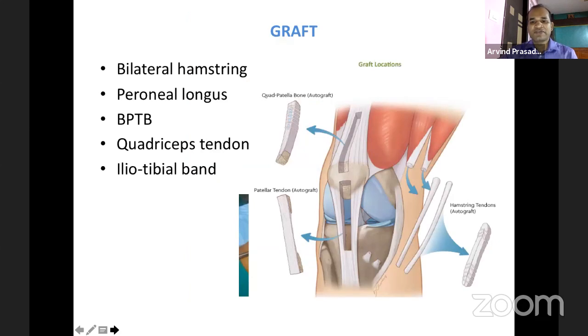So the graft part is also very important. Which graft should be taken for reconstruction when there is need for the reconstruction of many ligaments? So we have the option of the bilateral hamstring from both the limbs. Then there is peroneus longus, nowadays getting popularity, though still a lot of research has to be done. Bone patellar tendon bone graft, quite an old graft, still in use nowadays. Quadriceps tendon is again coming back for the reconstruction, and the IT band is also available. So every graft has its advantages and disadvantages.